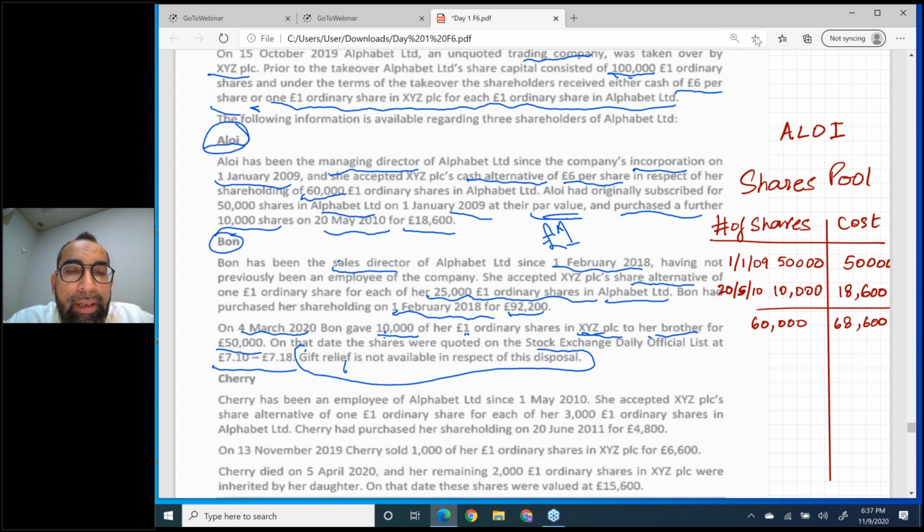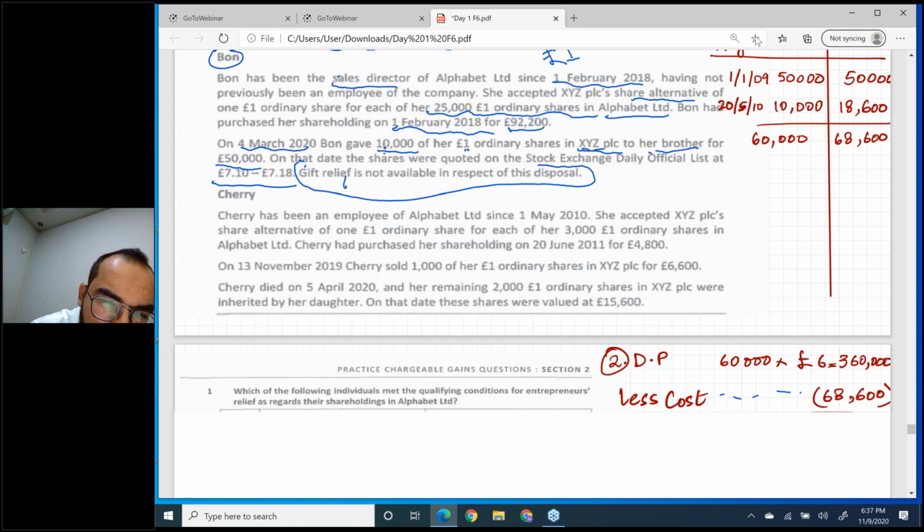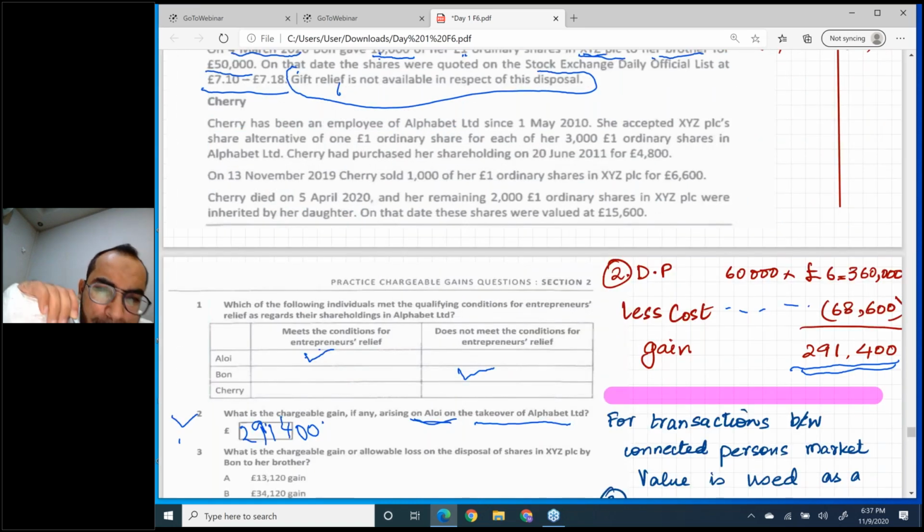So let me take in the requirement. Bond does not meet the condition for entrepreneur relief.